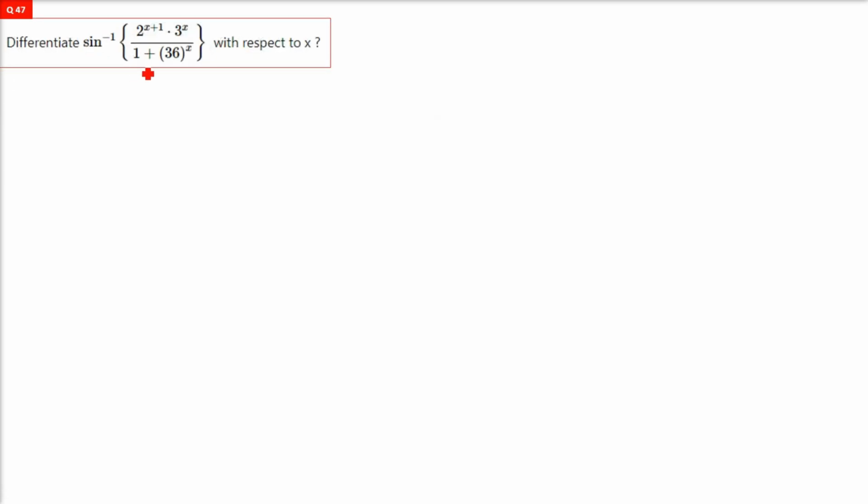Differentiate sine inverse of 2 to the power x plus 1 into 3 to the power x by 1 plus 36 to the power x. So 2 to the power x plus 1 can be written as 2 to the power x into 2 to the power 1. 3 to the power x is there. 1 plus 36, 36 is 6 square, 6 into 6. You have an x power, so you can write it as 6 to the power 2x.